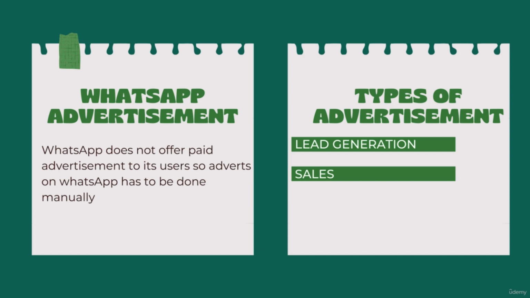The next type of advertisement is sales advertisement. This is the most popular and well-known type of advertisement. It's a type of advertisement where you put out what you have for sale and get people to come to your profile and actually purchase your service or your products.